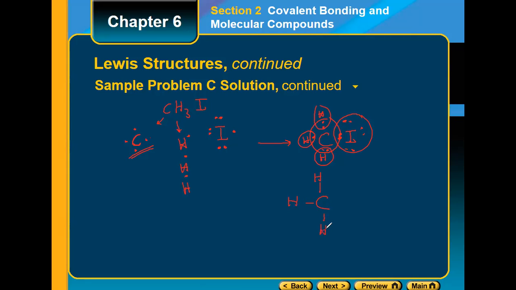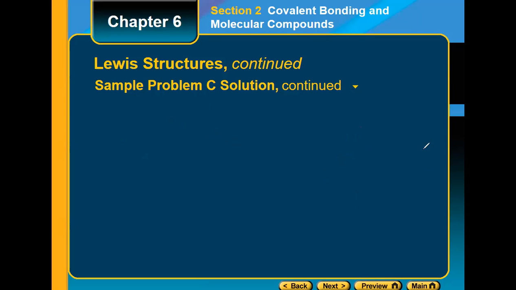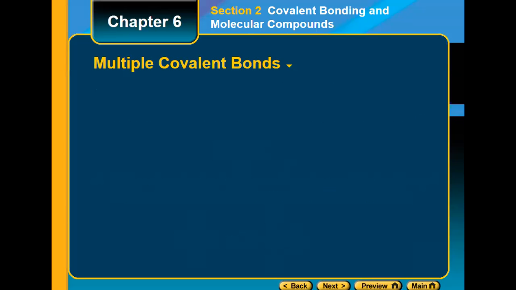That means we're replacing the pair of shared electrons by a long dash. So like this here, that represents the single covalent bond, guys. So we may have more than a single covalent bond, we may have double or triple covalent bonds. So let's see how it's going to work.